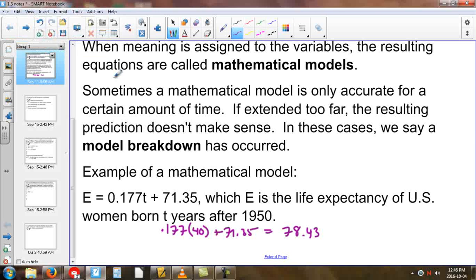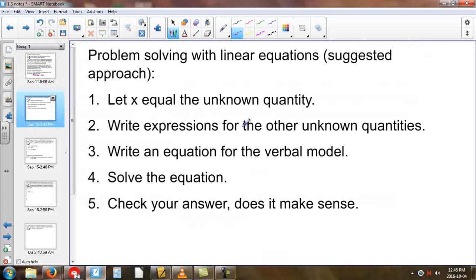However, this may not really be valid in the year 2016. We may have to rewrite that equation based on women born after 2000. Maybe that's when another change occurred to the rate at which life expectancy changes. But for the time that this worked, it was a great model, and maybe it still is. We'd have to look at the life expectancies now.